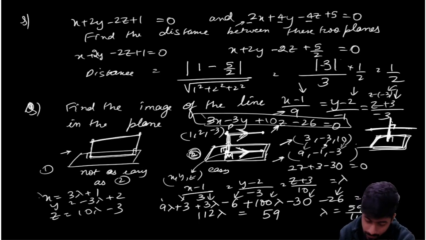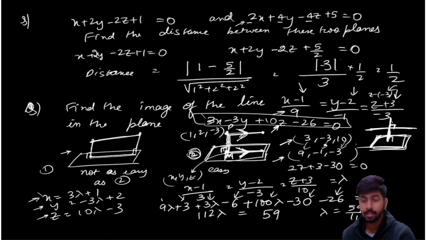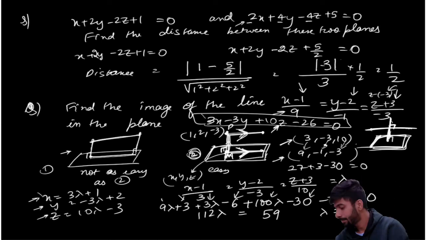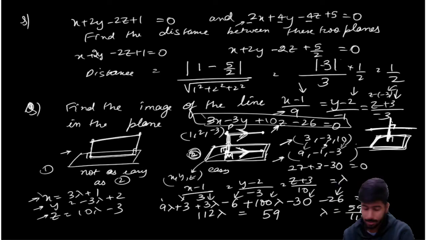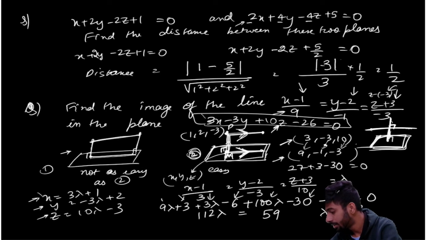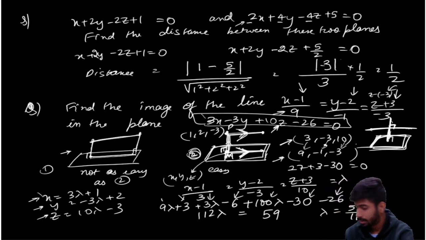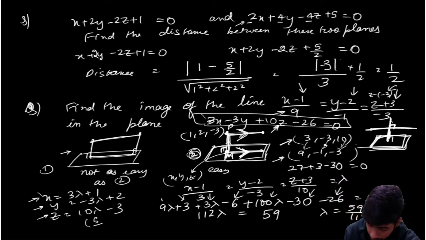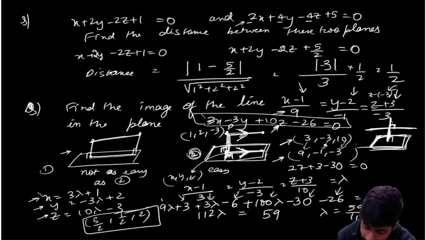Now you have the lambda. Put lambda in x, y, z to get the point. And when you put lambda in x, y, z, the point that you'll get, let me write it straight away here, is nothing but 5 by 2, comma 1 by 2, comma 2. So now you have the point, the foot of the perpendicular, available with you. You have the direction, which is the line equation of the line, 9, minus 1, minus 3, right? This and this have the same DRs.